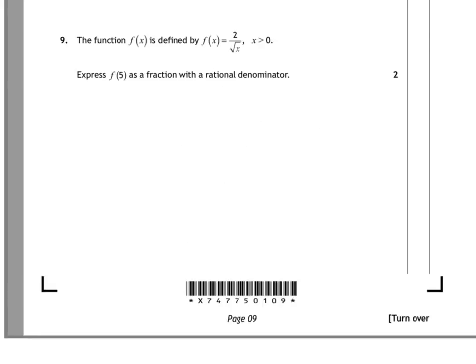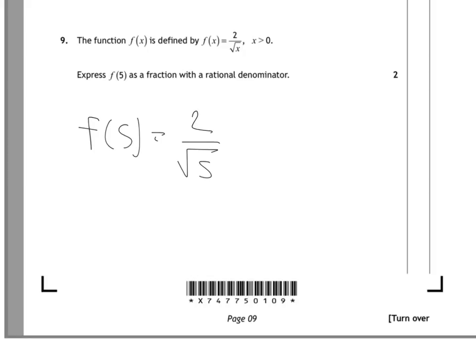Section 27, question 5. The function f of x is defined by f of x equals 2 over square root of x. Express f of 5 as a fraction with a rational denominator. Well, the f of 5 bit just means, if f of x is 2 over root x, it's just saying wherever you see x, replace it with 5. So you just write the thing out again. Instead of f of x equals 2 over root x, it's f of 5 equals 2 over root 5.